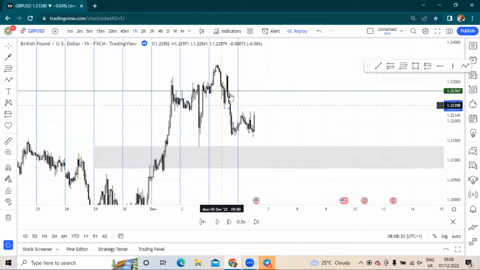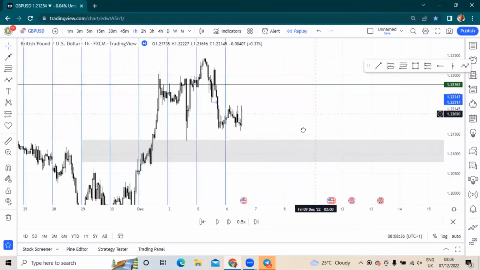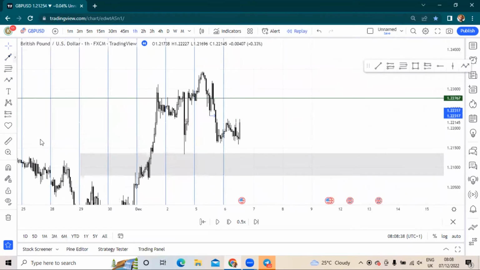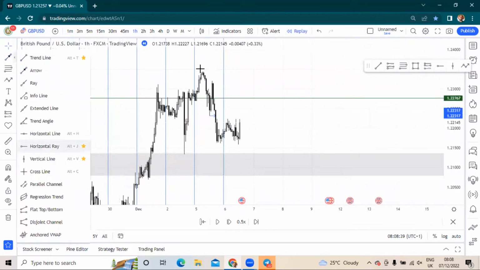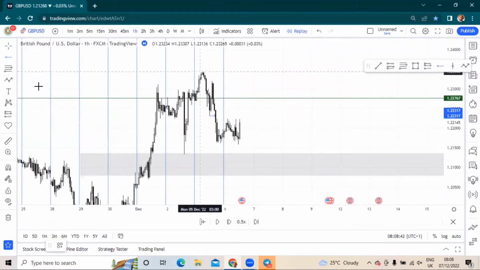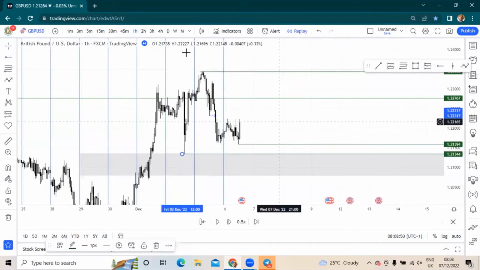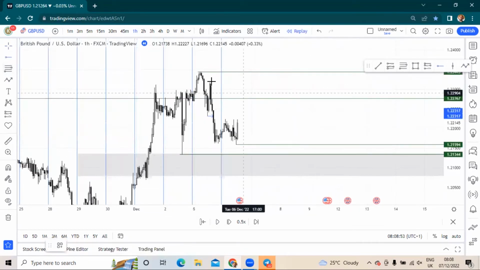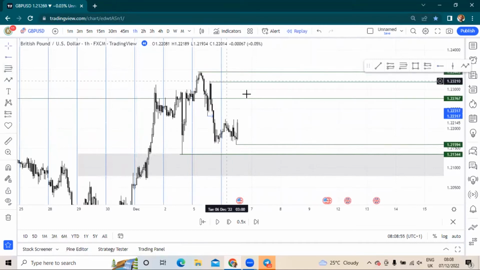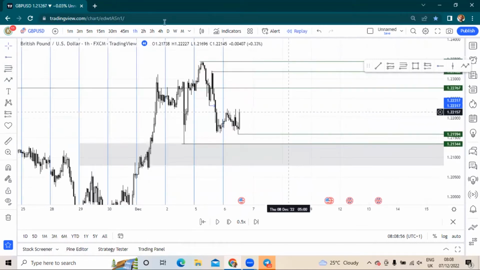This is the change of character. This level broke structure, now it's trying to pull back. So all I was waiting for was my Q zone. On the 1 hour, I just marked my liquidity, right? Marked previous day high, and marked low of the day, and marked Friday's low. All these are liquidity pools, right? And then I marked this buy side liquidity too. I just left it there.